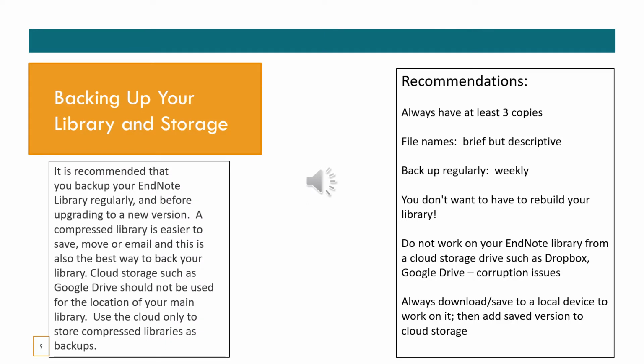It's recommended that you have at least 3 copies of your library as backup. For file names, you should use brief but descriptive names. Backing up should be done regularly, for example, weekly. And it's recommended that you do not work on your library from a cloud storage drive due to possible corruption issues. You should always download and save your library to a local device to work on it. And then once it's saved, you can add that version to the cloud storage.